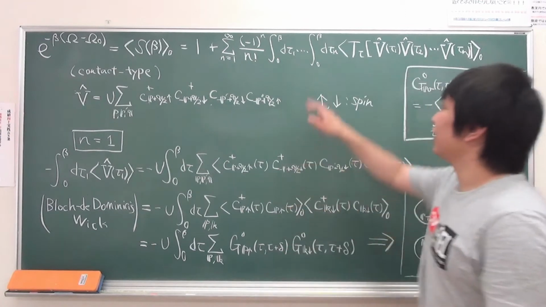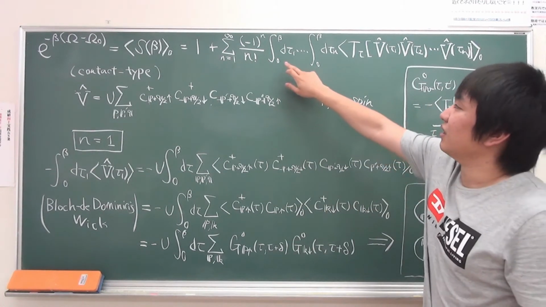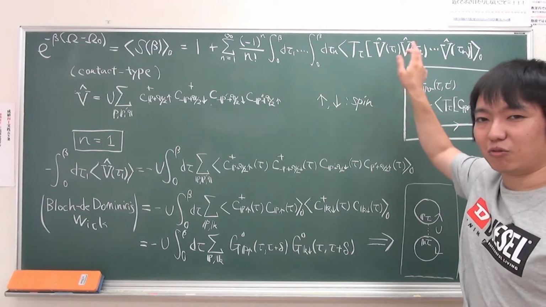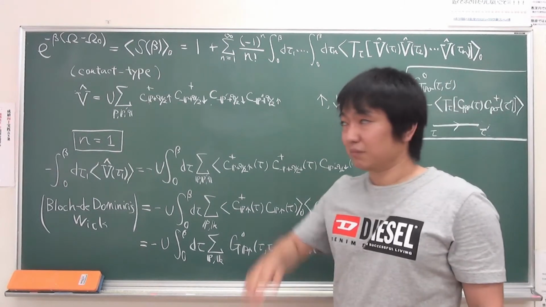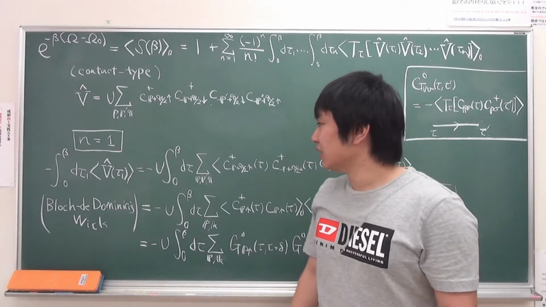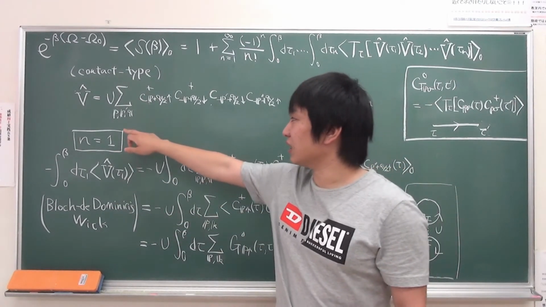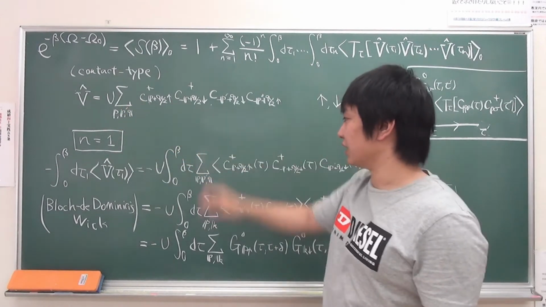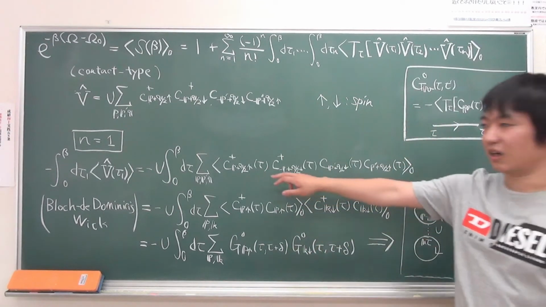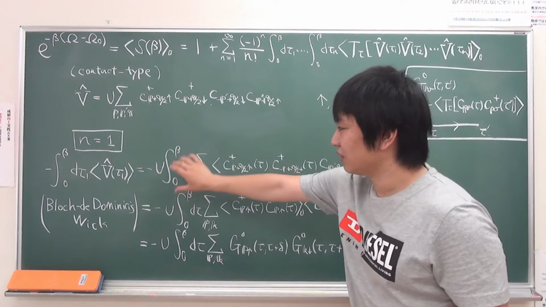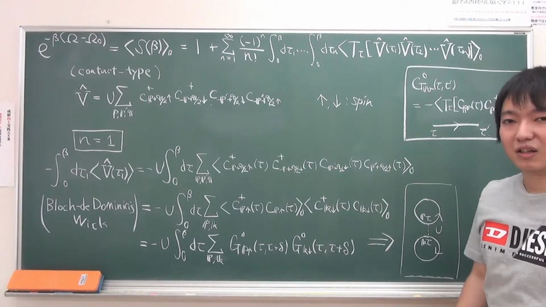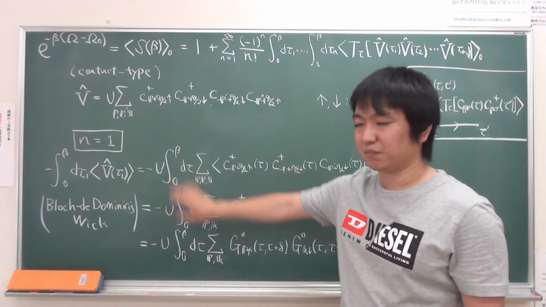In this case, we just have to consider one imaginary time integral, and now the integrand is only one interacting Hamiltonian V. Then we consider this kind of integral. Then we know the explicit form of the interacting Hamiltonian like this, so we can simply put it here. Then we can obtain the actual structure of this integrand for the imaginary time.